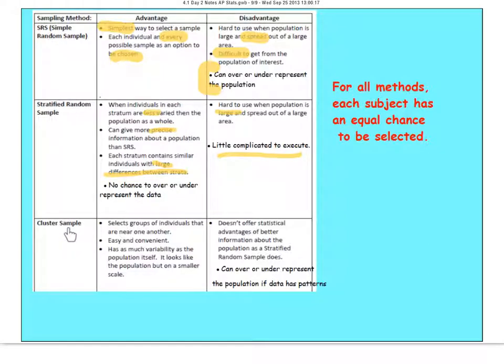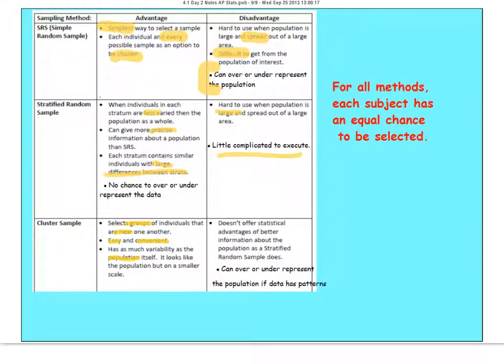Now, the cluster sample, the advantage of that is that when you're going to select groups of individuals that are actually near one another, that makes it nice and easy. Like I said, it's easy and it's convenient to do. It has as much variability as the population itself because you're choosing mini populations. And it just looks like the population but on a smaller scale.